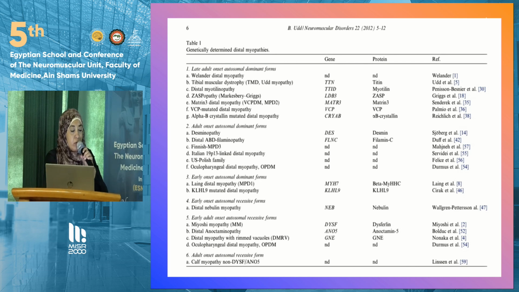The major types of distal myopathy are classified in this table according to the age of onset: late adult onset autosomal dominant forms, adult onset autosomal dominant, early onset autosomal dominant, early onset autosomal recessive, early adult onset autosomal recessive forms, and adult onset autosomal recessive form.